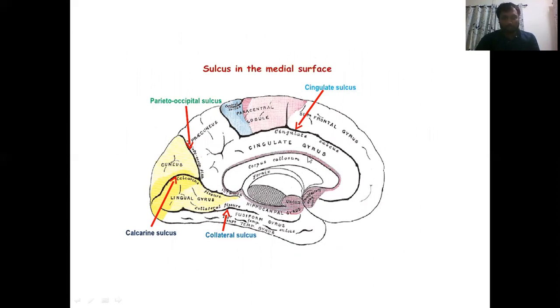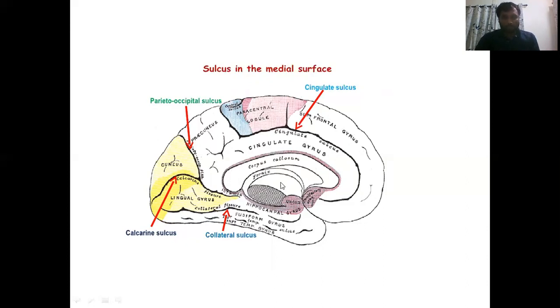So this gyrus between the corpus callosum or callosal sulcus and the cingulate sulcus, this is a cingulate gyrus. And this one, medial frontal gyrus. Then posterior, between this branch and this area, here this is the paracentral lobule. There we can see the extension of the central sulcus. So those points are clear. Now we are moving to the posterior part.